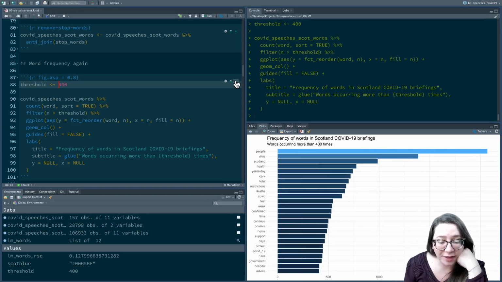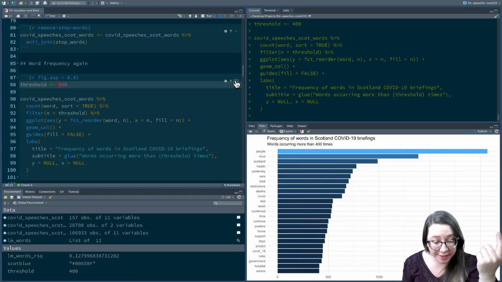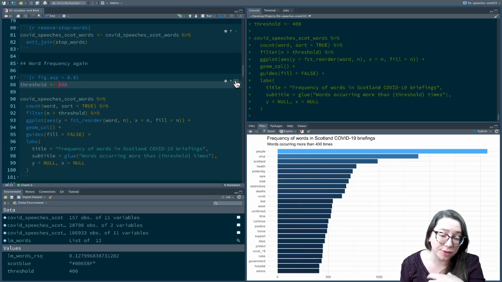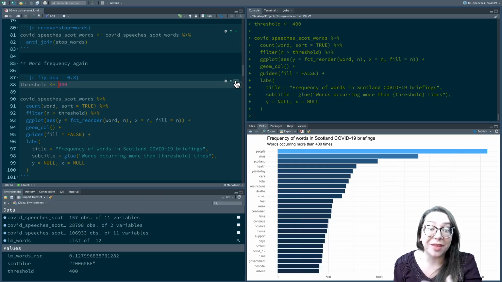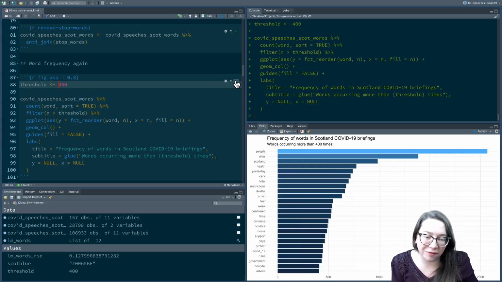People, virus, Scotland, health, COVID-19 obviously shows up here towards the bottom. The word "test" shows up. "COVID" on its own shows up. "Restrictions," unfortunately "deaths." So these are all things that we would expect to see, I think. And it looks like among these, "people" and then "virus" are the most common, followed by "Scotland."